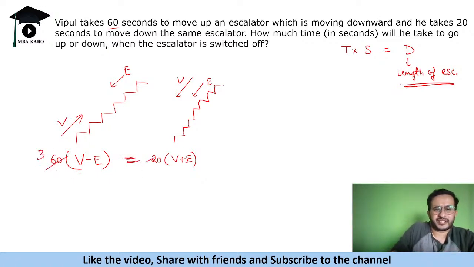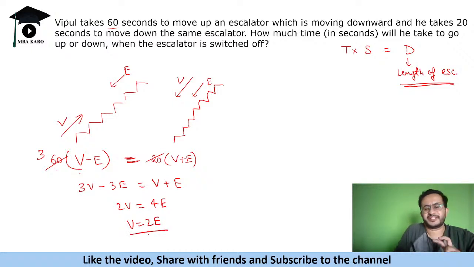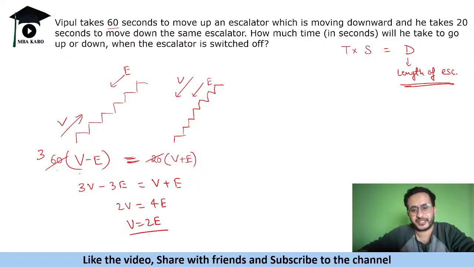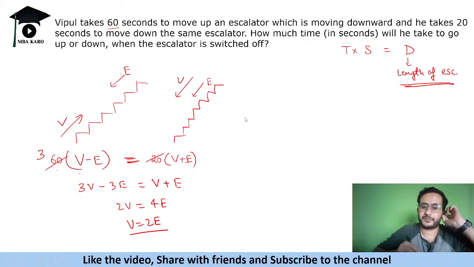So we can say 3 and 1 as the times. So 3v minus 3e is equal to v plus e, or you can say that 2v is equal to 4e, or v is equal to 2e. So his speed is double the speed of the escalator. It is like boat and stream only. It's just that up and down, it is like person and escalator. So v is equal to 2e.